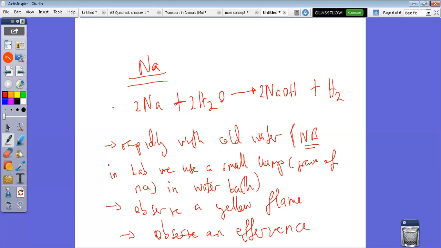So my question is, if sodium reacts rapidly, what can you say about potassium? I think he reacts vigorously. Yes, that's correct. Vigorously, or we can say it explodes in water. Let me just, okay, hold on.